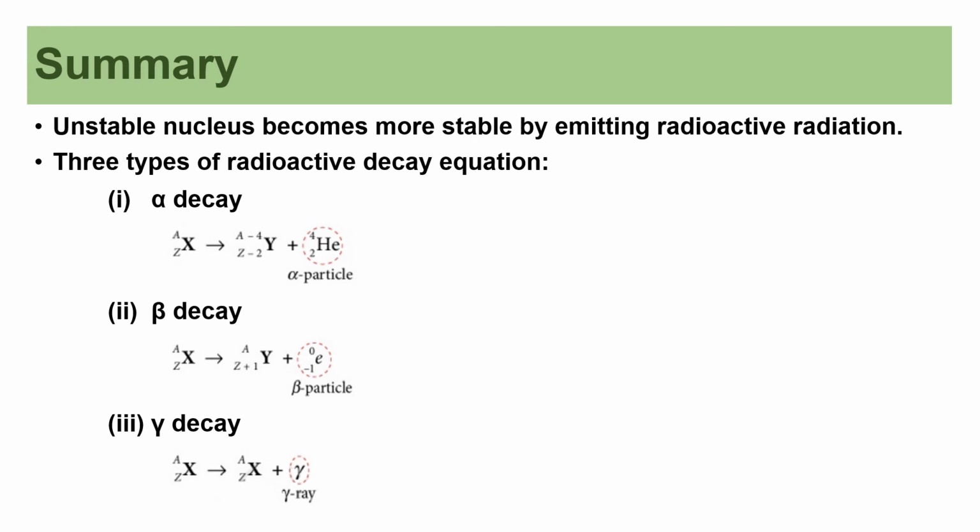Okay, now we are closer to the end of the lesson. Let us summarize the content that we have learned together. First, unstable nucleus becomes more stable by emitting radioactive radiations. There are three types of radioactive decay equations, such as alpha decay, beta decay, and gamma decay.